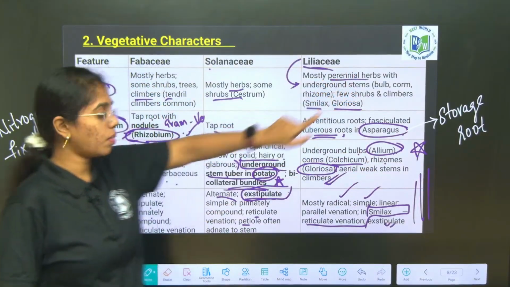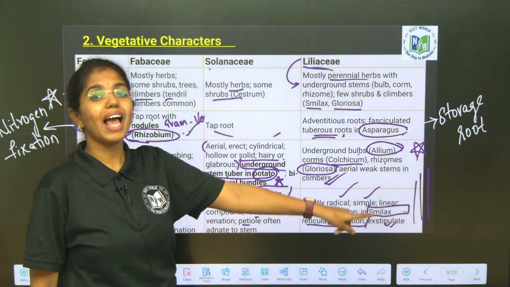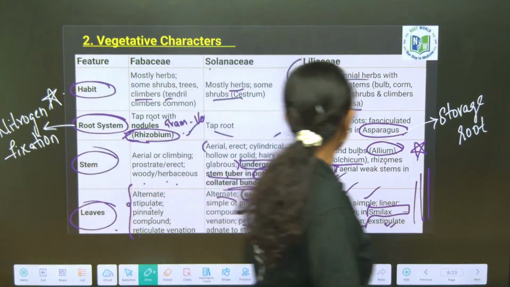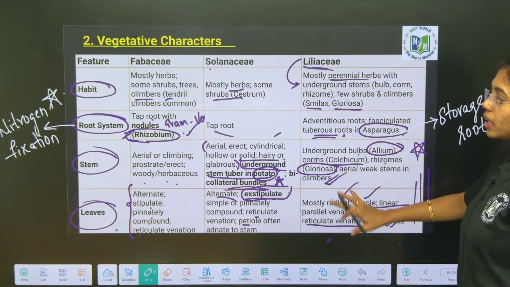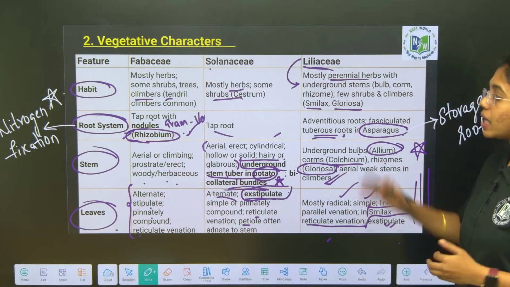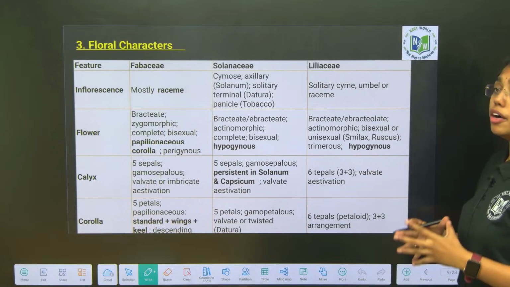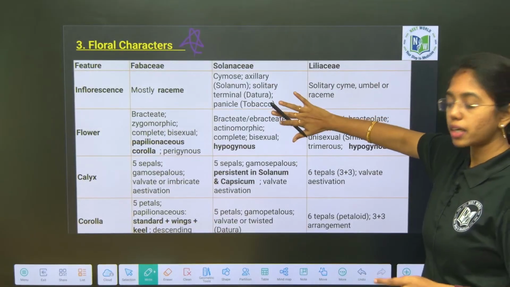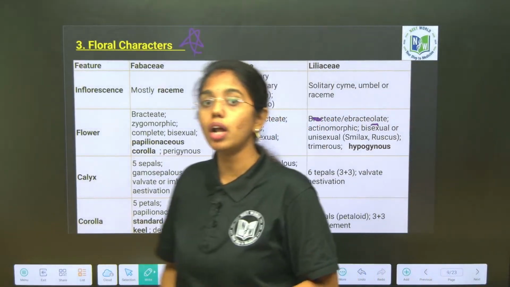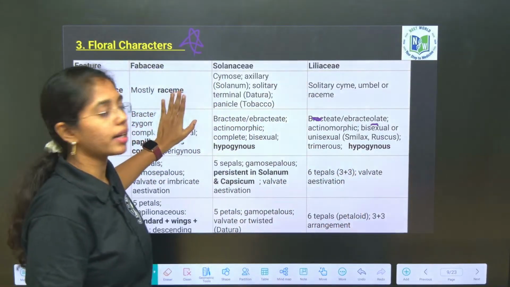Thirdly, leaf: stipulate and exstipulate conditions should be highlighted. Most importantly, Smilax, which is an exceptional case that follows reticulate venation in Liliaceae members, should be remembered. These are the things that you have to pay additional focus to and remember, specially the modifications from the vegetative part. Floral characters, the entire table is important, and to remember floral characters you need not take extra stress. If you remember the floral diagram and floral formulae, then all these floral characters are yours.